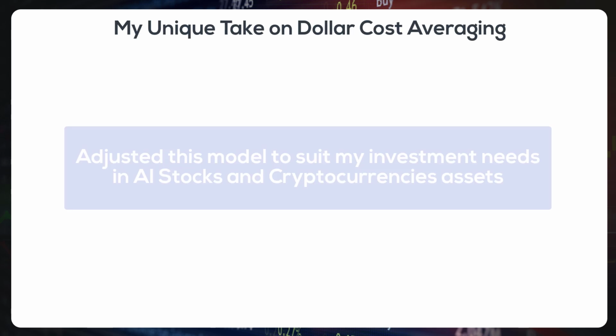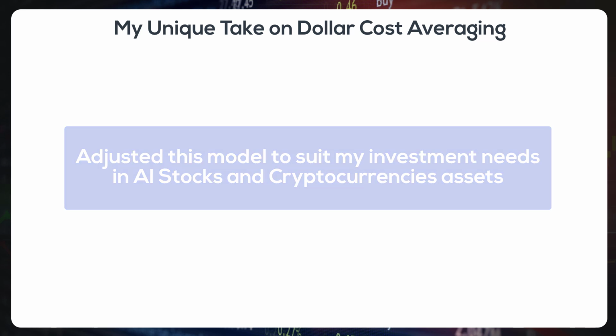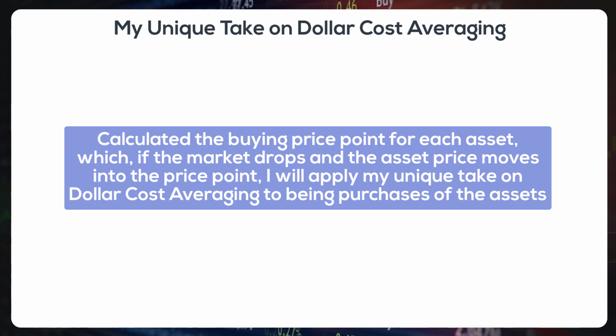I've adjusted this model to suit my investment needs in AI, stocks, and cryptocurrency assets. When I look to invest in these, I've calculated the buy-in price point for each asset, which, if the market drops and the asset price moves into this price point, I'll apply my unique take on dollar cost averaging to begin the purchase of the assets.